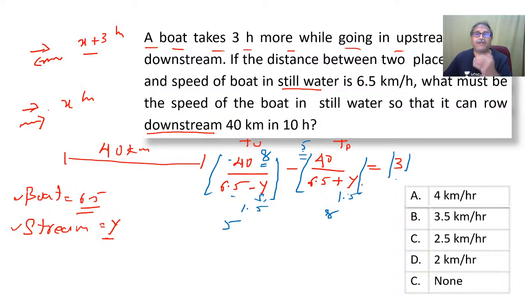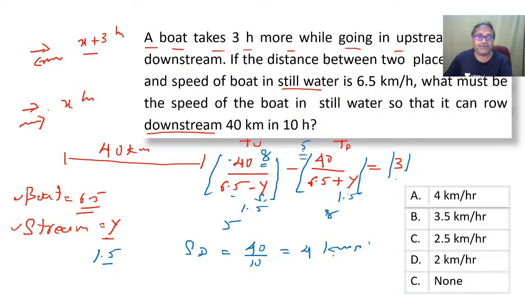Like that we go with the hit and trial method in order to satisfy the equation. So I notice that the value of y is 1.5. It's done. Now the question asks what must be the speed of the boat in still water so that it goes downstream 40 km in 10 hours. So what should the downstream speed be? It should be 40 divided by 10, that is 4 km per hour.